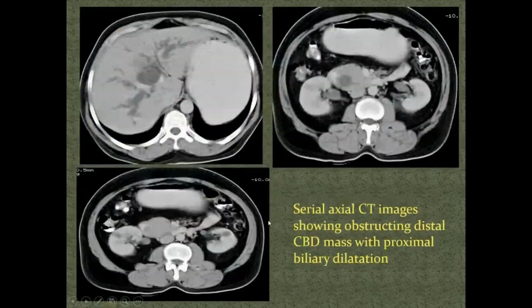So this is a case of extrahepatic cholangiocarcinoma in the distal CBD, where you can see the dilated intrahepatic biliary radicals and dilated CBD at the proximal level, and at the distal end there is an enhancing mass which is obstructing the CBD and causing proximal dilatation.